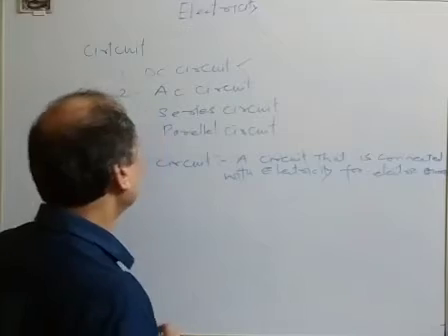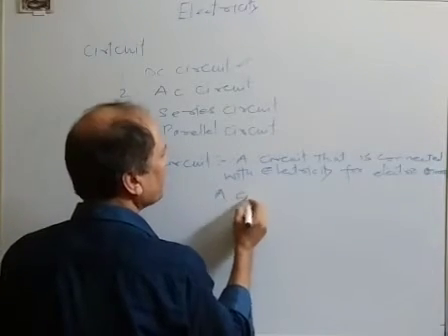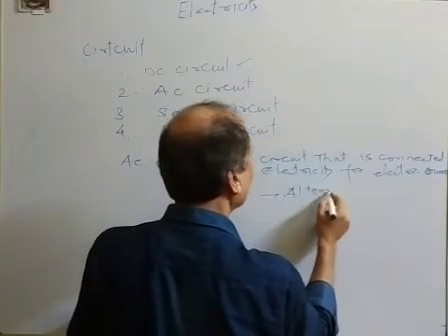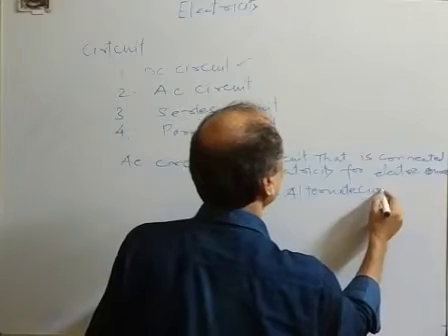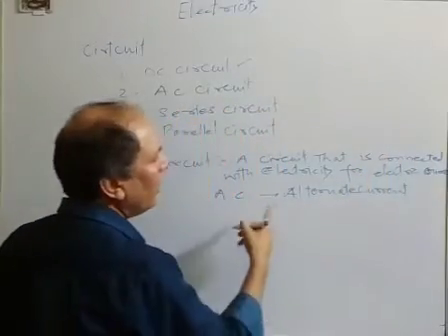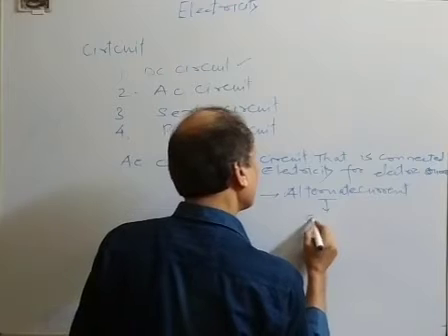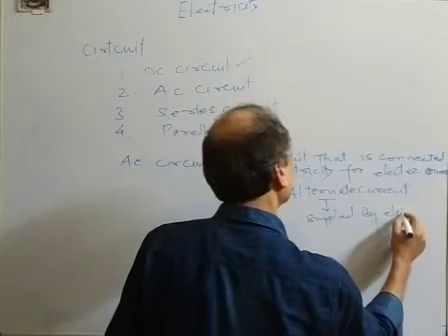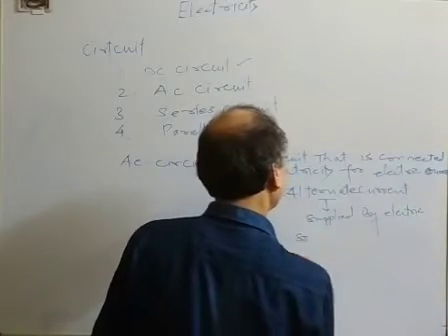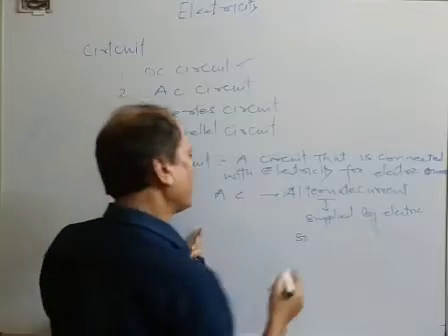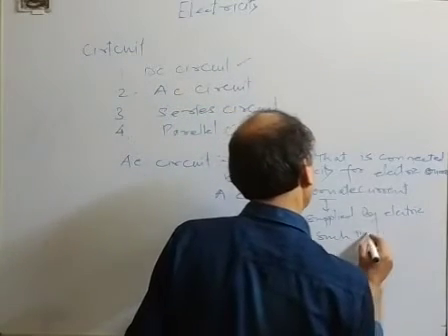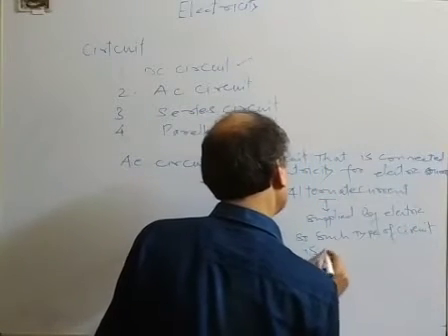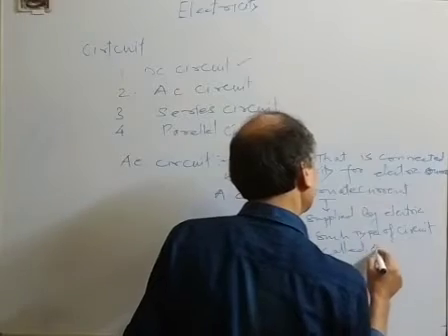Because AC, its full form is alternate current. Alternate current is supplied by electric source. So such type of circuit is called AC circuit.